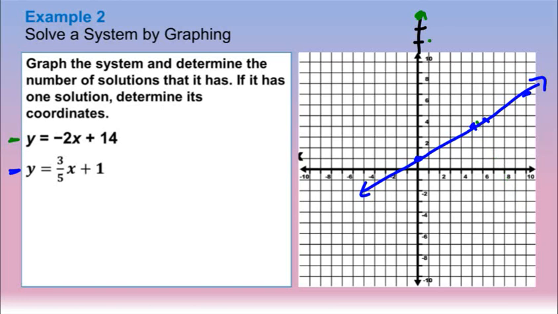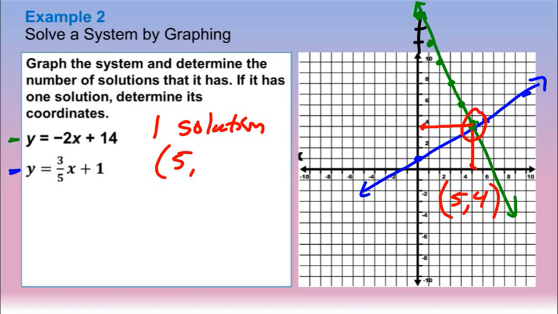So down 2 to the right one, down 2 to the right one, and so on. So here, this would be 5, going across would be 4. So this crosses in one solution. So we have one solution, and the solution would be 5, 4.